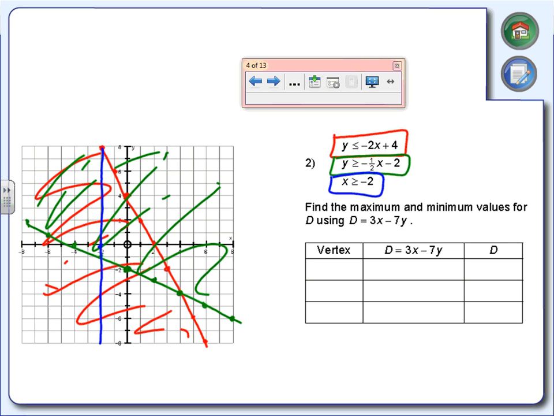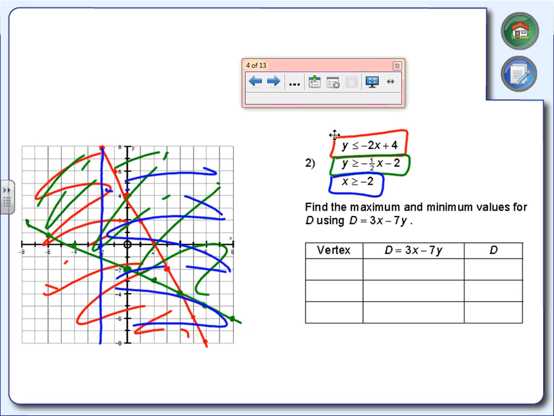So the question is, where am I going to shade? To the left or to the right? Now right here, look what it says. x is greater than negative 2. So we want to shade the side where the x values are greater than negative 2, which would be to the right. So we're going to shade to the right.